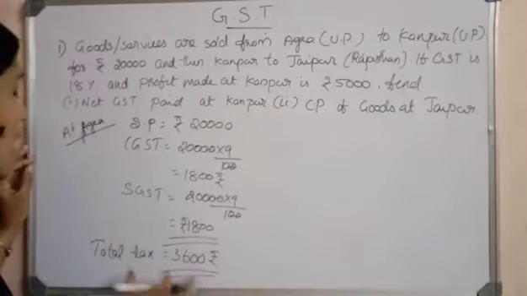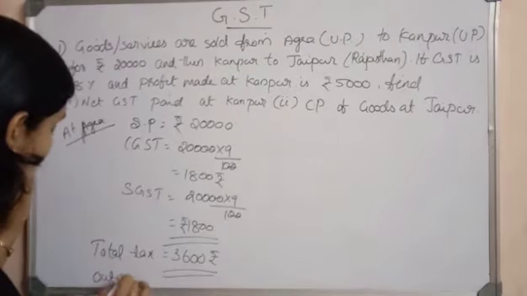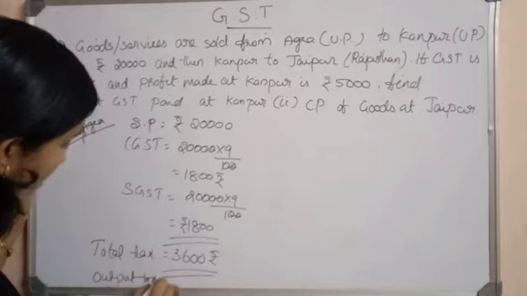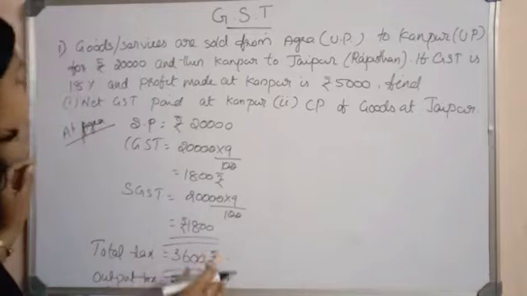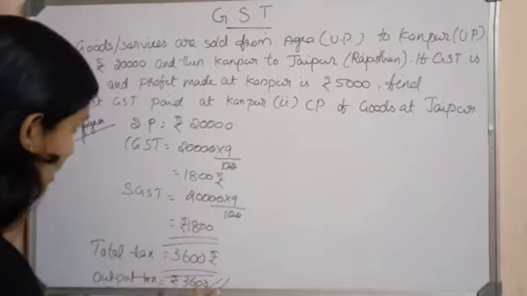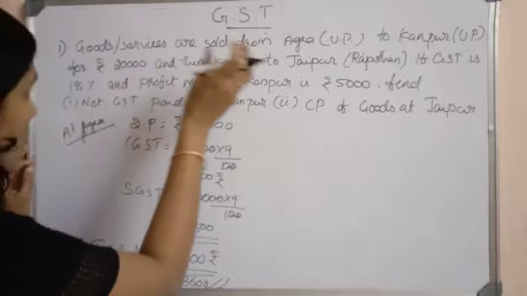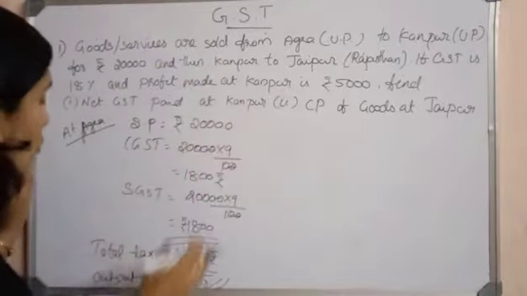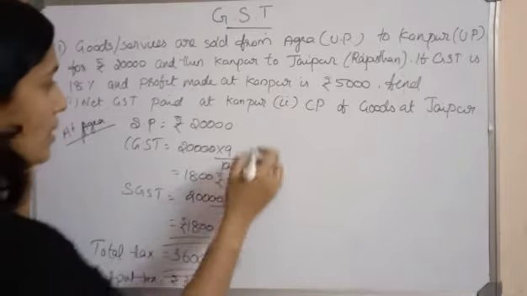And here the output tax is equal to rupees 3,600. As I have told you, always the output tax is calculated when the sale is happening. Here the goods and services are sold from Agra to Kanpur. Therefore, here the output tax is 3,600.